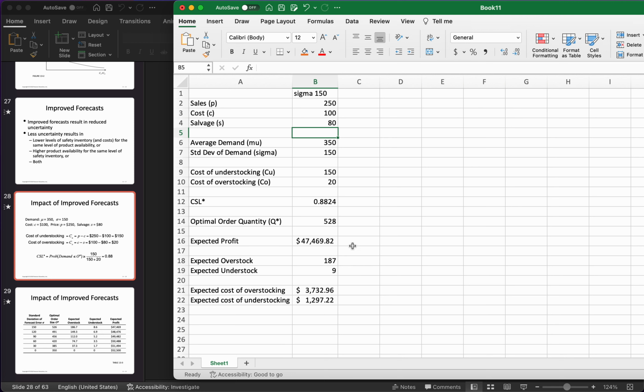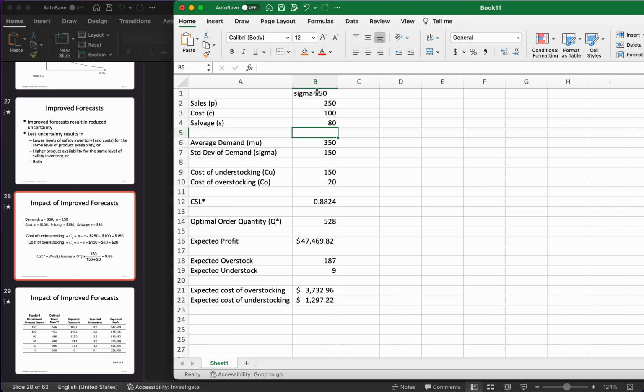Right. So you will notice that with that, the optimal order quantity is 528 units, and the expected profit is $47,469.82. Now, given that the cost of understocking is so much higher than the cost of overstocking, you are definitely going to overstock as opposed to understock, right? And so that's what you have here, and that is the expected profit.